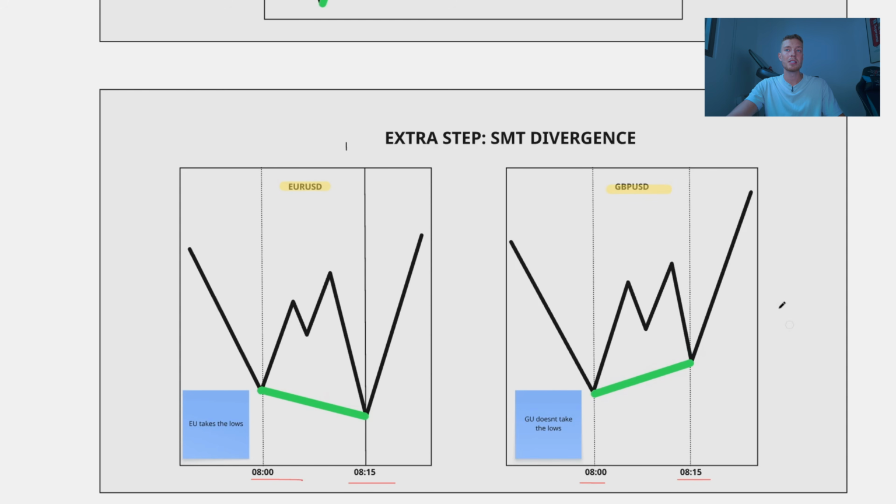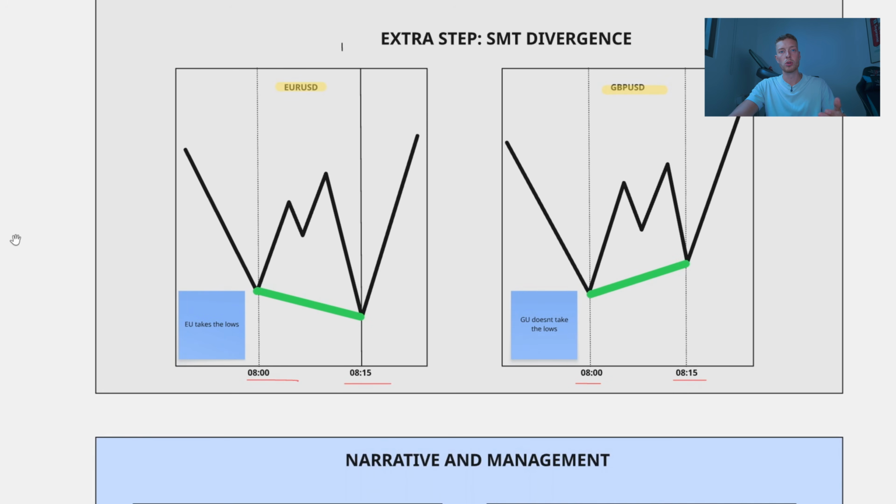Now, this is an early sign that we're going to push higher. It just shows that GU doesn't need to take the lows while EU does. So you can basically use this as one pair. You can validate your sweeps of lows by looking at an alternate pair, which in some cases sounds a bit crazy, but it does work.